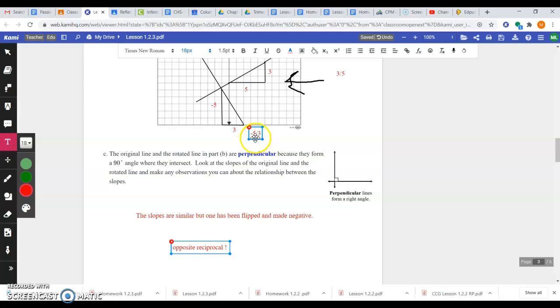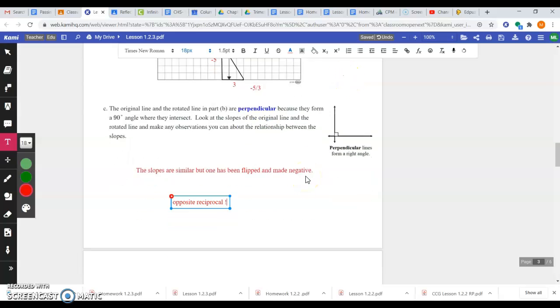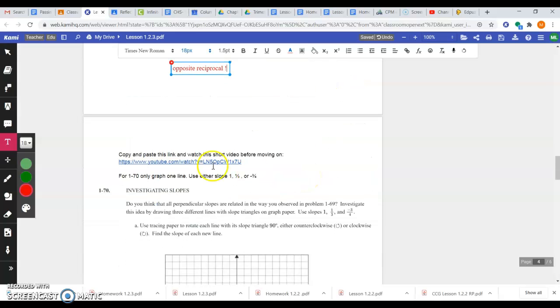Reciprocal means that it's been flipped, which we see, 3 over 5, 5 over 3. And opposite just means that one has to be negative while one has to be positive. Okay? We're going to move on here.